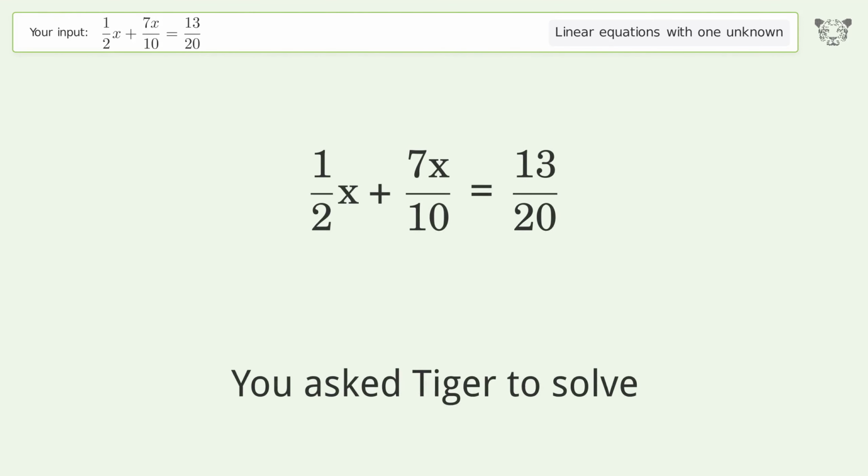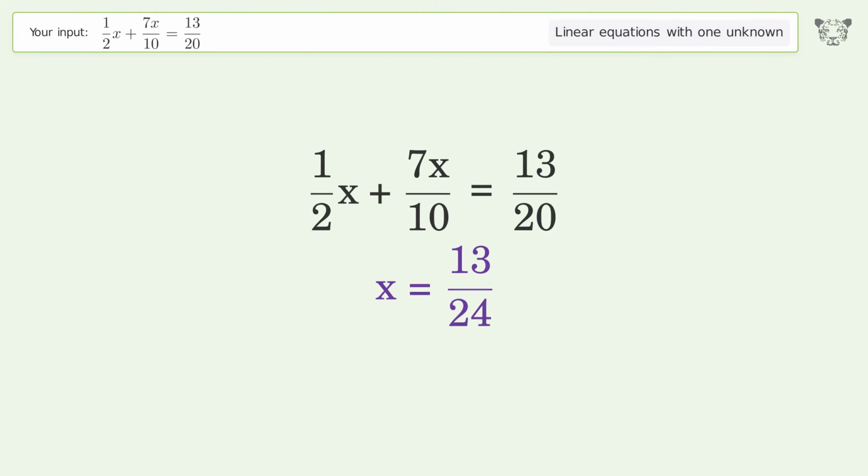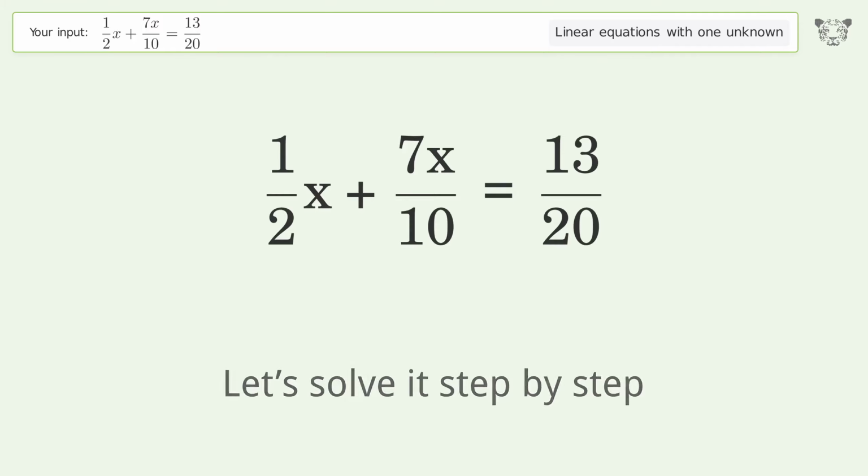You ask Tiger to solve. This deals with linear equations with one unknown. The final result is x equals 13/24. Let's solve it step by step.